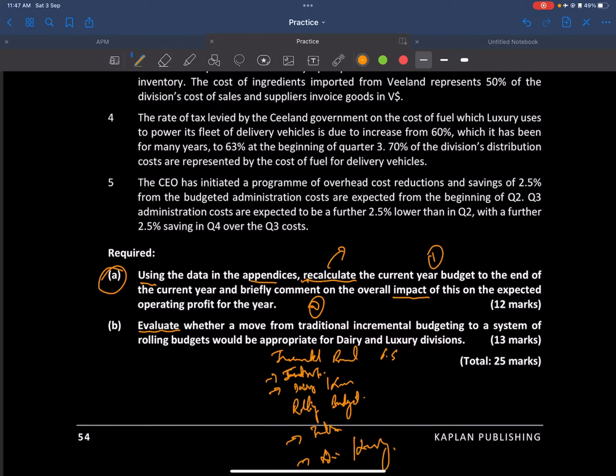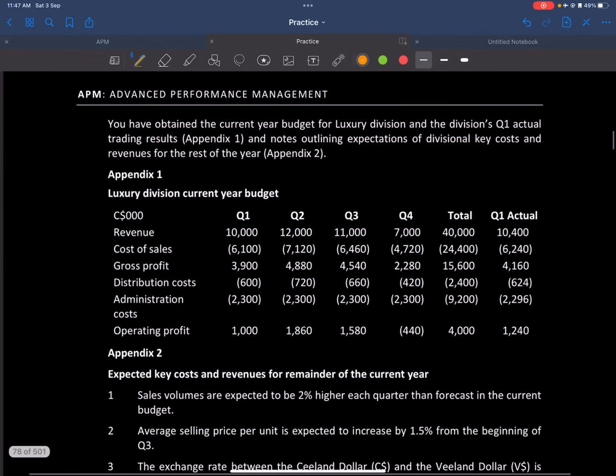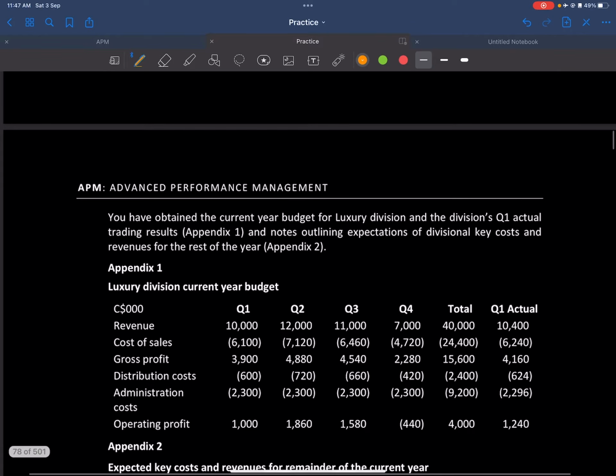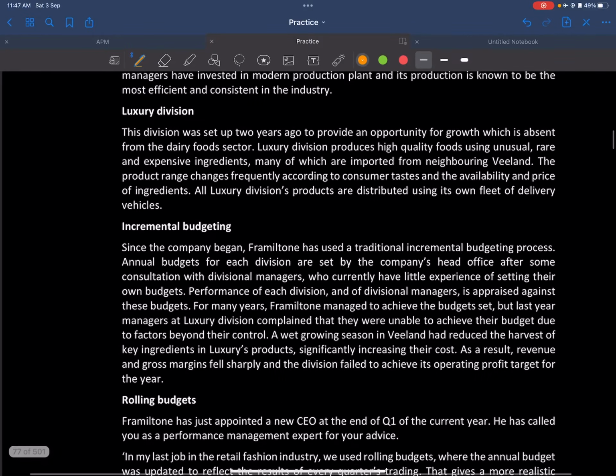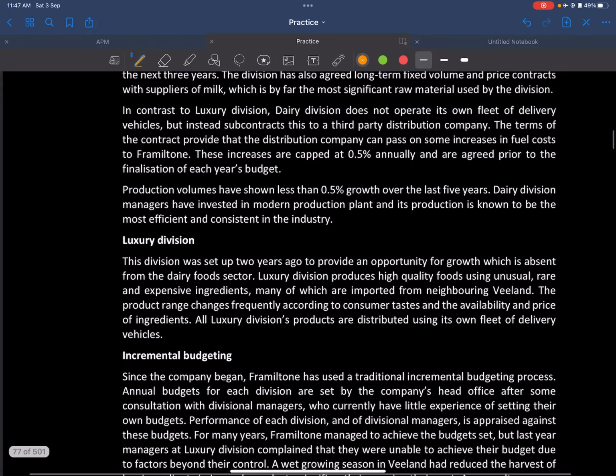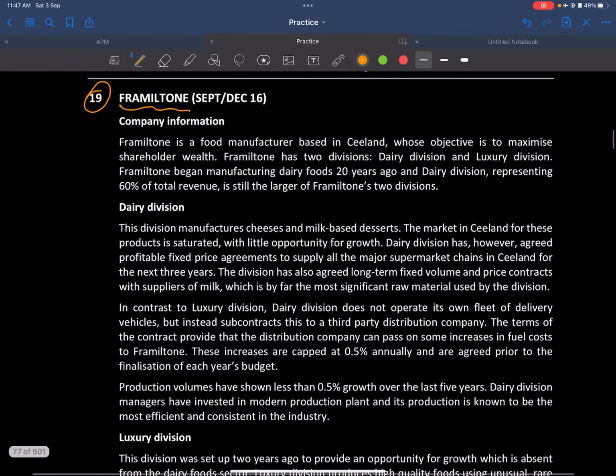So if we plan this structure beforehand, what you can do is copy the requirement, make your structure like incremental budgeting, rolling budget, right? And then grab the points from the scenario as you're reading it, highlight it, grab it, and bring it under whatever heading you are planning to put it inside. So that will give us a little bit of an answer planning technique. Okay, so that's how it should be done. Otherwise it's very easy to miss the simple, easy marks.